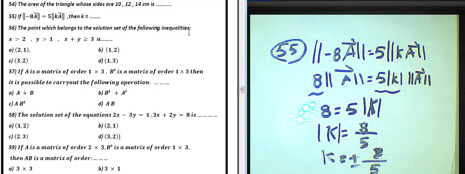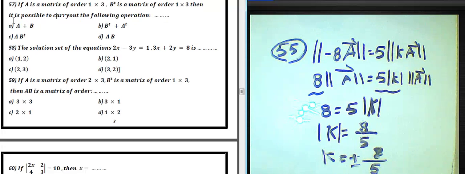Question 56. The point which belongs to the solution set of the following inequalities: x greater than 2, y greater than 1, and x plus y greater than or equal to 3 is. Look at all the points here. 2 greater than 1. Why not? It doesn't satisfy the second inequality. Letter B, 1 and 2: 1 greater than 2? No, it's wrong. Okay. About letter C, 3 greater than 2 and 2 greater than 1, and 3 plus 2 equals 5. So the result will be letter C.